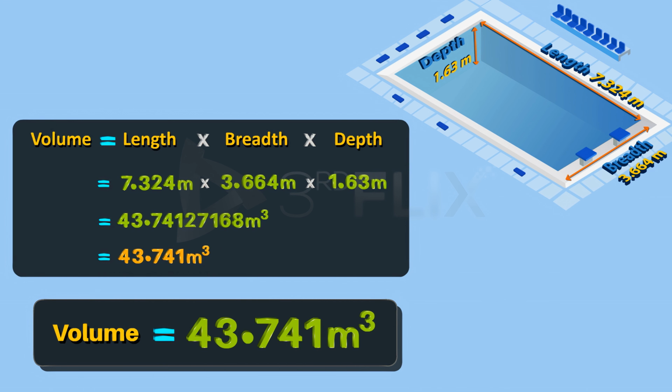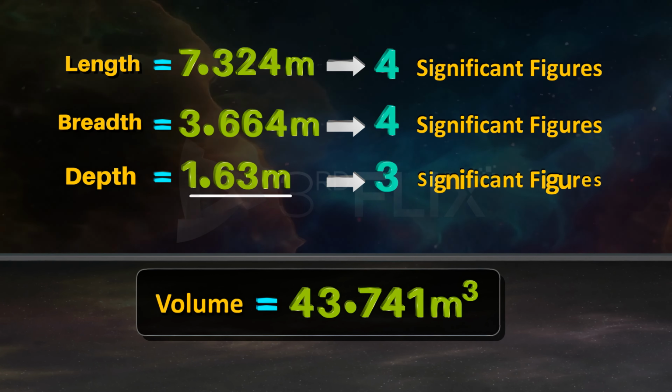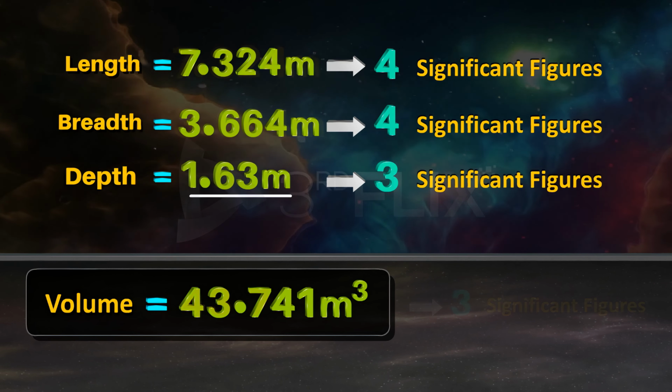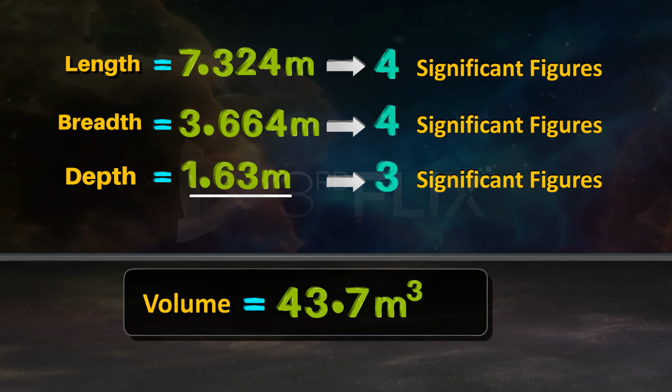It would be absurd to report the calculated value of volume to a precision of such high order, when clearly the measurements of the parameters on which it depends have far less precision. The length and breadth have 4 significant figures, while the depth has just 3. Hence, as per the rule, volume must have 3 significant figures, which are the least of 3. Thus, the volume of the pool after rounding off should be reported as 43.7 cubic meters.